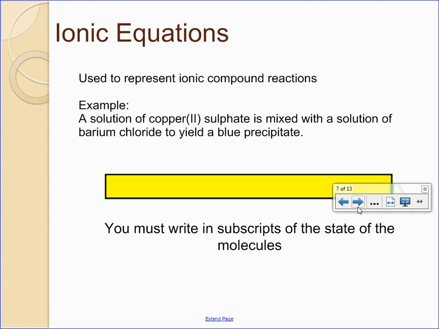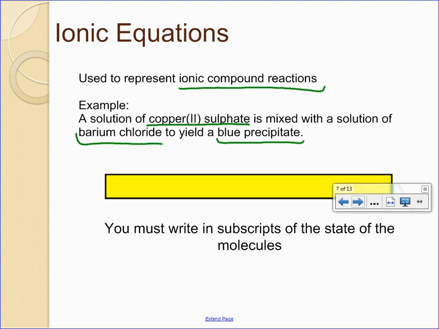So, making use of these solubility rules, we use what are called ionic equations to figure out if a precipitate will form or not. These ionic equations are used to represent ionic compound reactions. In the following example, a solution of copper 2 sulfate is mixed with a solution of barium chloride to yield a blue precipitate.